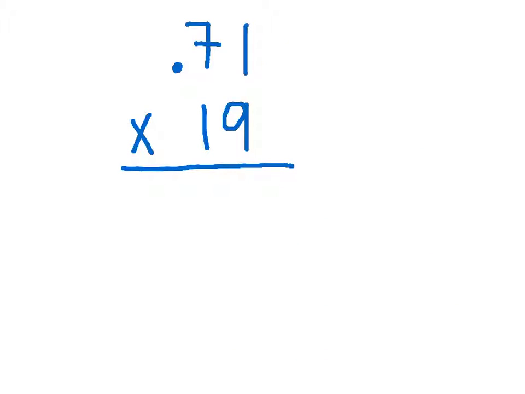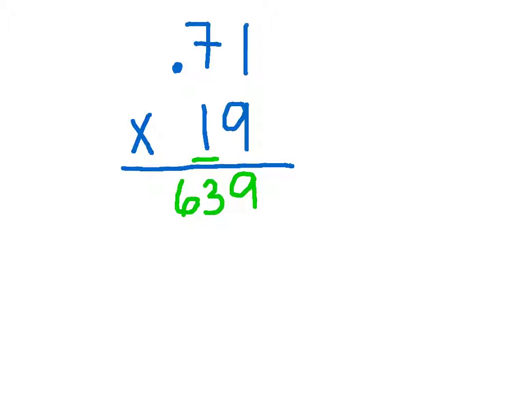Let's look at this final problem. You can see that only the first number has a decimal point in it. Again, you're not going to worry about decimal points right now at the beginning. You're going to multiply as normal. 9 times 1 is going to be 9. 9 times 7 is going to be 63.